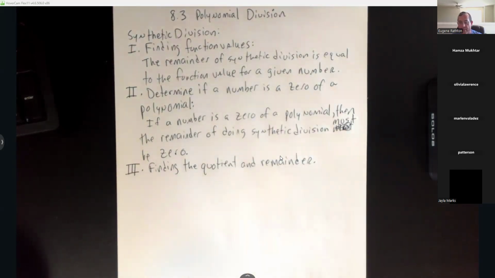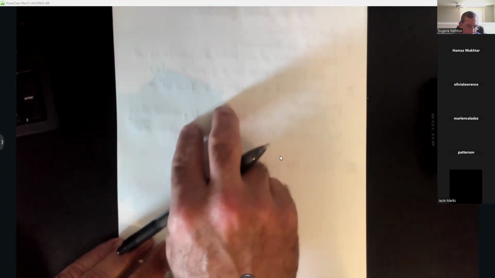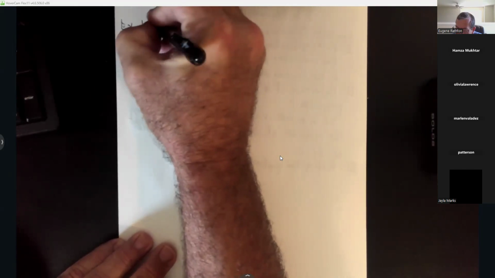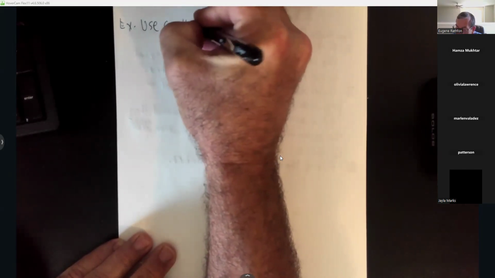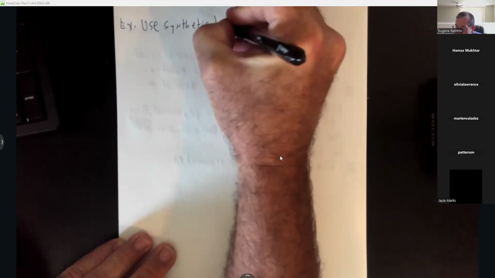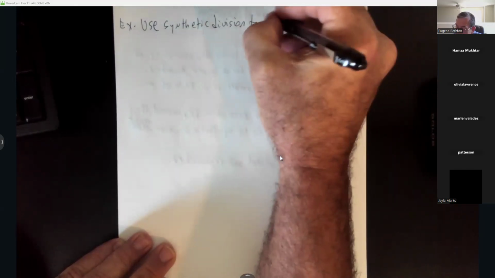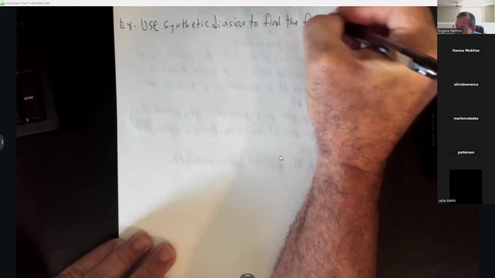All right, y'all, so on my first problem, I'm going to sort of write the steps out of synthetic division as we work a problem here. So we're going to use synthetic division to find the function values.